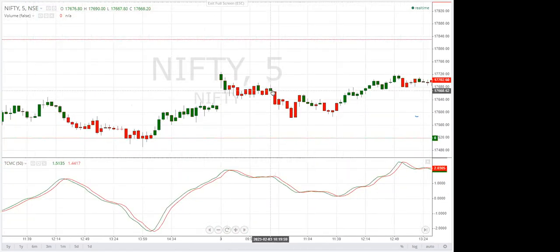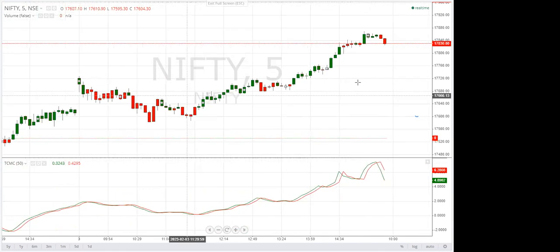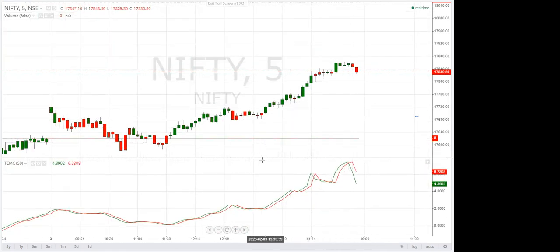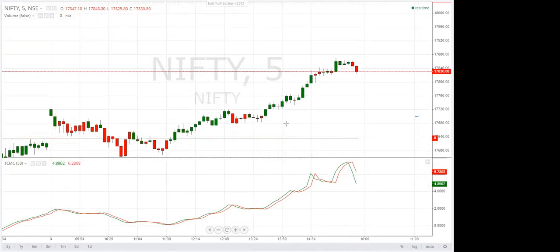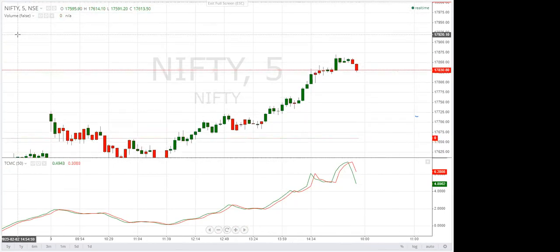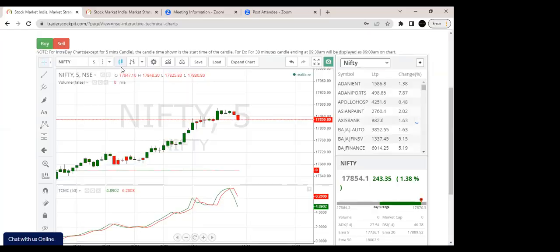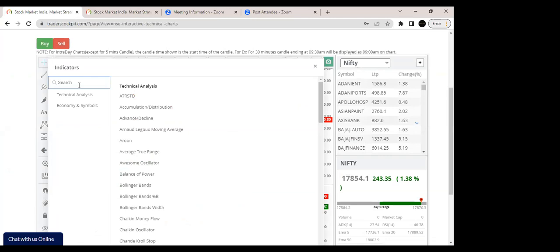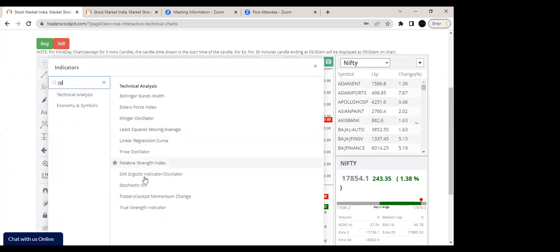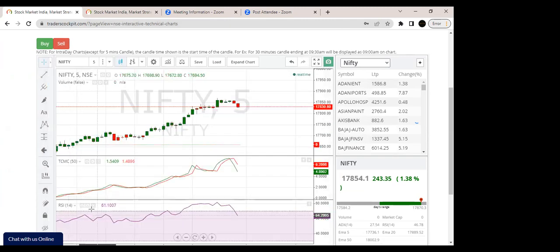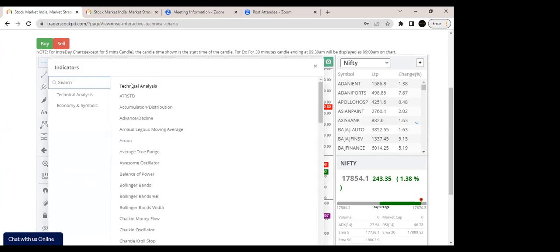So we understood the basics of the TCMC indicator. Now, how would I create a trading strategy by using this indicator? You can go to indicators and add RSI, relative strength index. This relative strength index will help you. I have added the RSI, and one more indicator I'll add is a moving average, the exponential moving average.